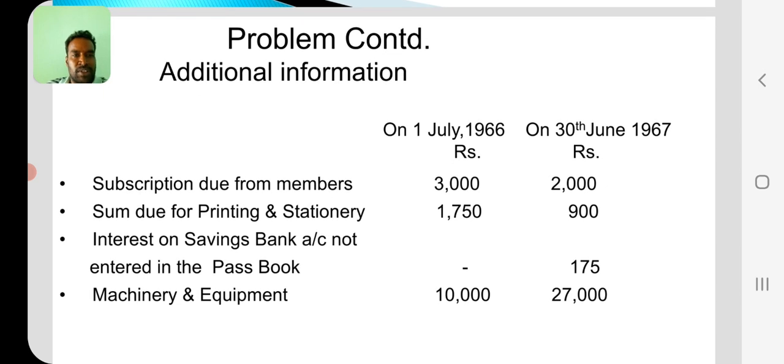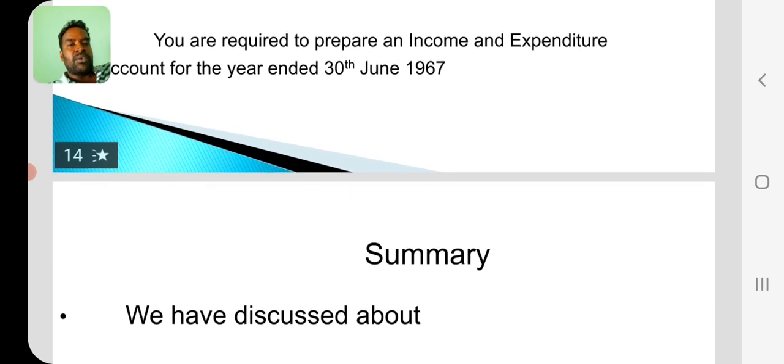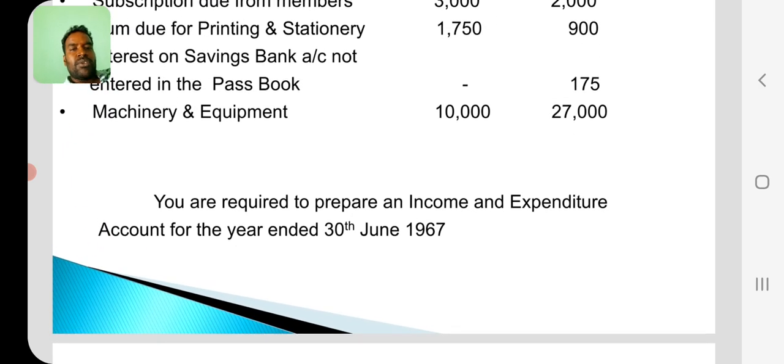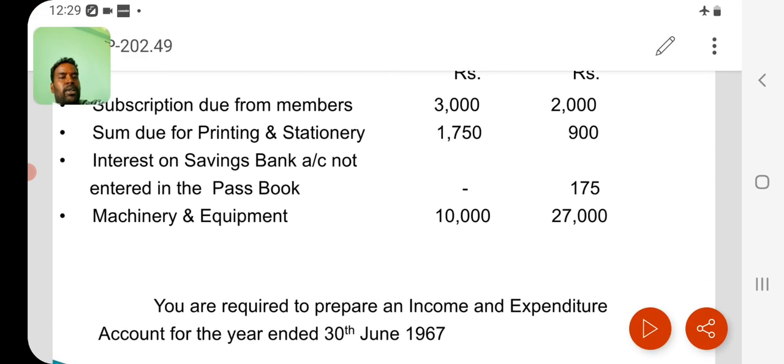So additional information is here. 1966 July, 1967 June. Subscription due from members 3000 and 2000. Sum due for printing and stationery 1750, 900. Interest on savings bank account not entered in passbook. Machinery and equipment 10,000, 27,000. You are required to prepare the income and expenditure account for the year ended 30th June. So with the following details we can prepare the income and expenditure account.